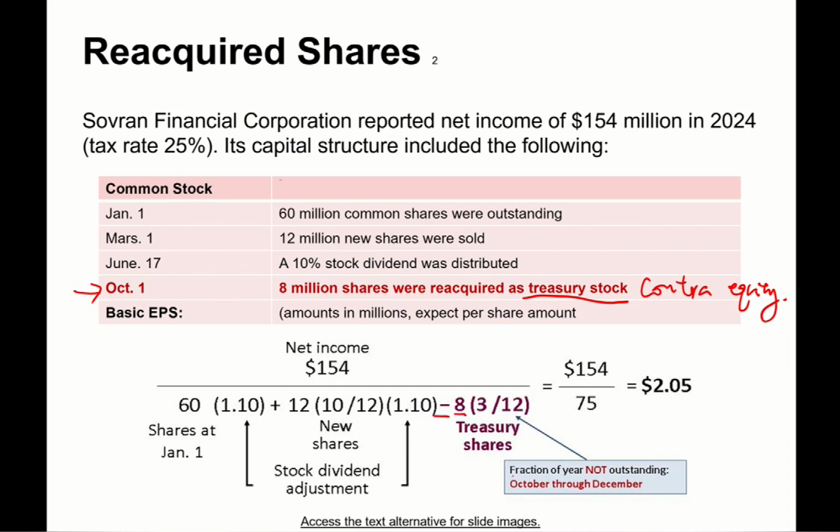And don't forget, you need to calculate the fraction of the year not outstanding. So it's from October 1st to December 31st. It's 3 months out of 12. All right. After doing that, we can see the denominator now is 75 and the EPS becomes 2.05 per share.